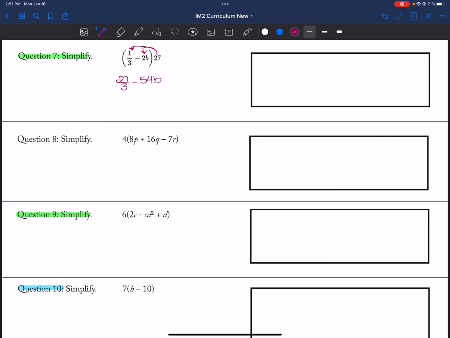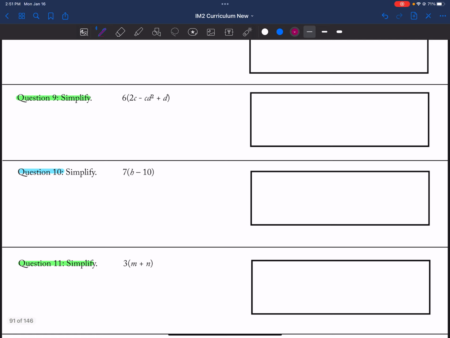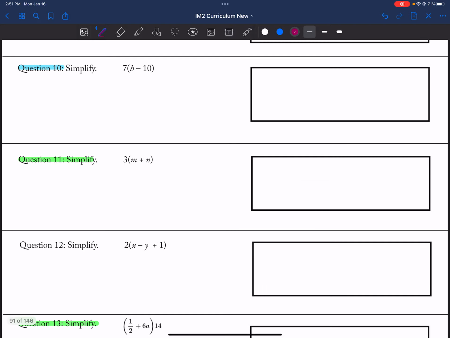Okay, so 27 divided by 3 is 9, and then minus 54b. So I get 9 minus 54b. And then again, jump to the next one, distribute the 6 all the way through. So I get 12c minus 6cd squared plus 6d. Okay, and then we'll distribute the 3. So I get 3m plus 3n.